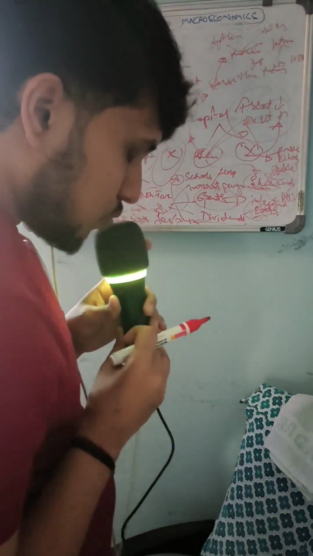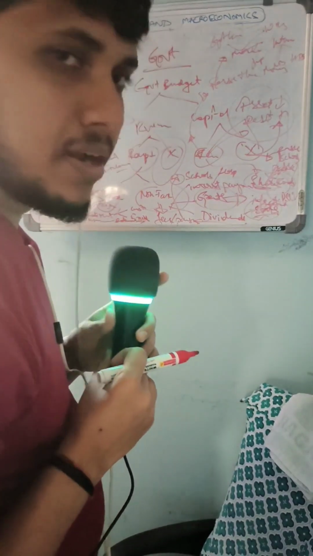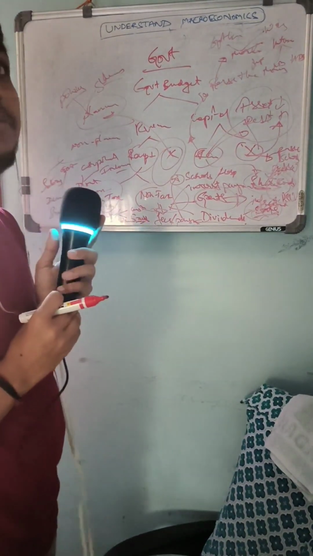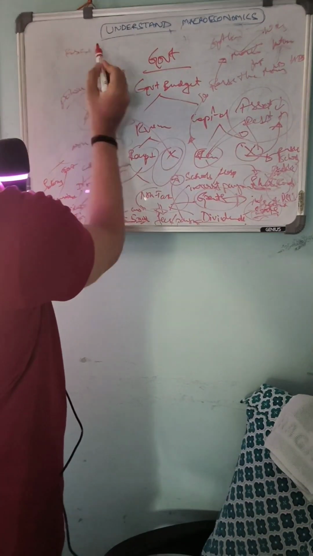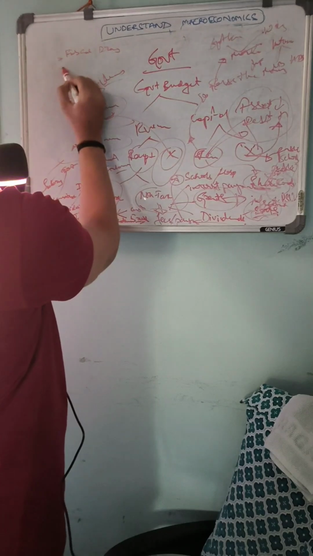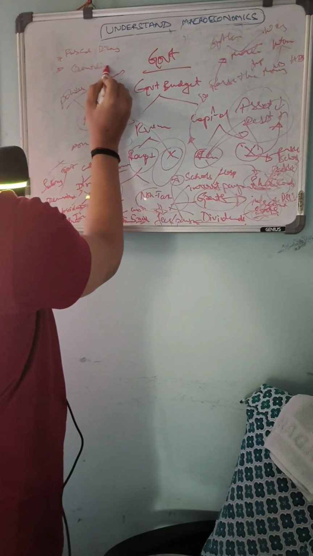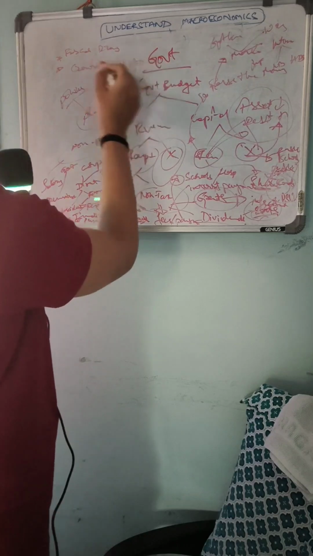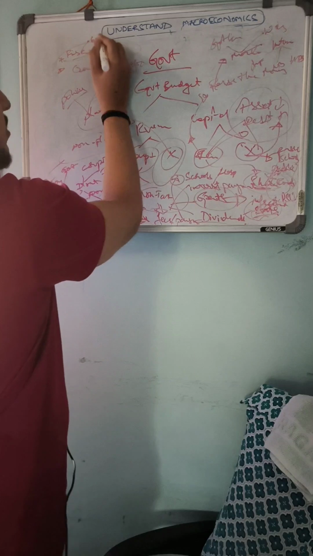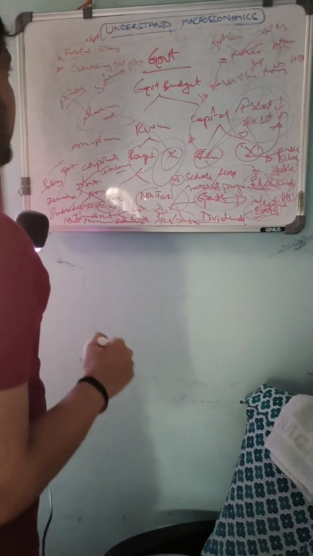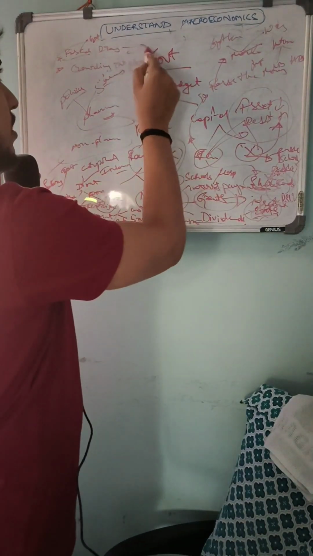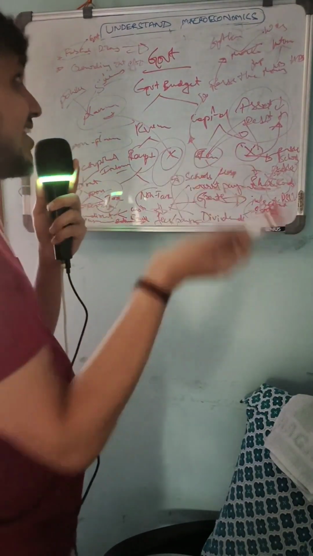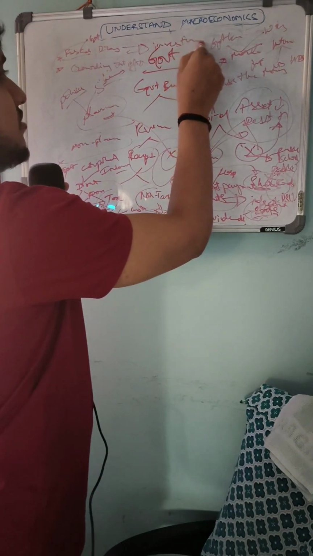And then let me come to the discussion of different terms. One is fiscal drag, another one is crowding out effect. In fiscal drag, fiscal means government, monetary means RBI.